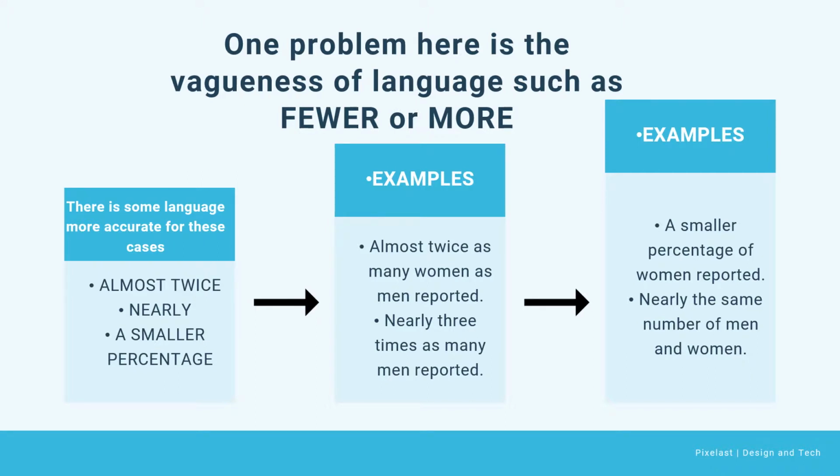One problem here is the vagueness of language such as fewer or more. There is some language more accurate for these cases. For example, almost twice, nearly, or a smaller percentage. For example, almost twice as many women as men reported that. Nearly 3 times as many men reported that. And a smaller percentage of women reported. And finally, nearly the same number of men and women exited.